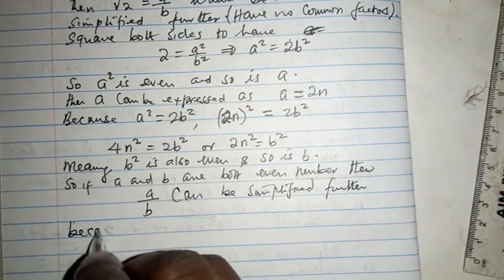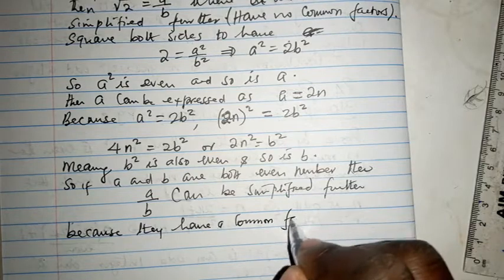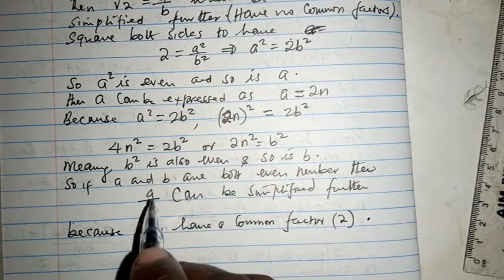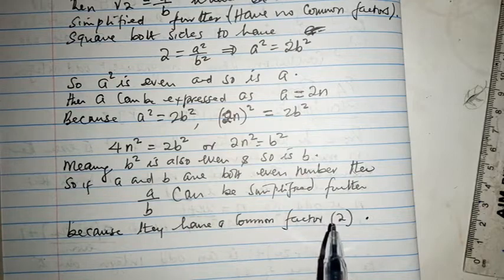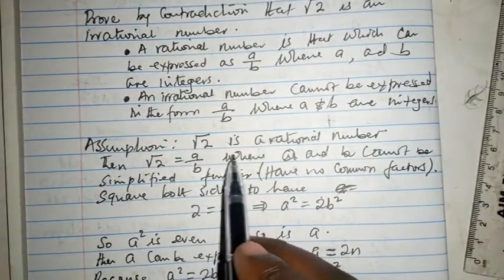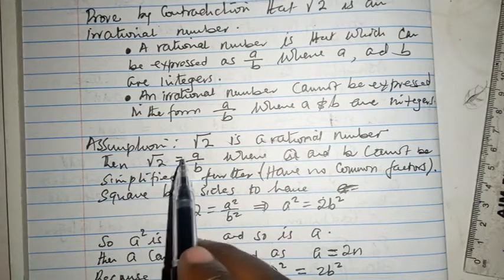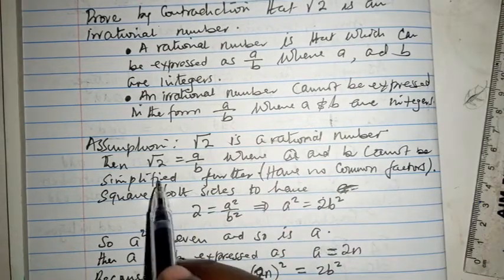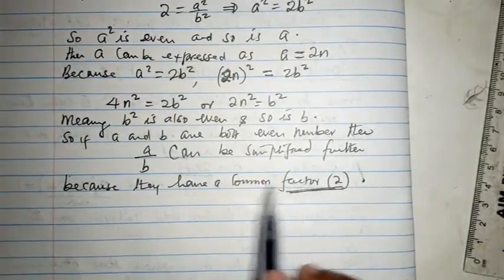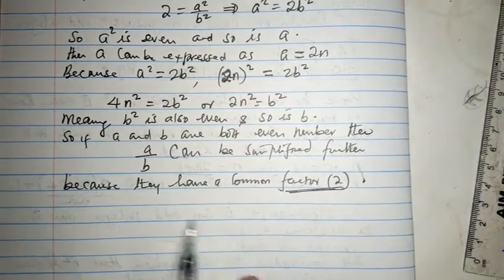They have a common factor, at least 2, because they are both even. Even numbers can be divided by 2. And this contradicts our assumption, where root 2 is a over b with a and b not simplifiable further, having no common factors. That is contradicted here, because a and b can be simplified further due to having a common factor.